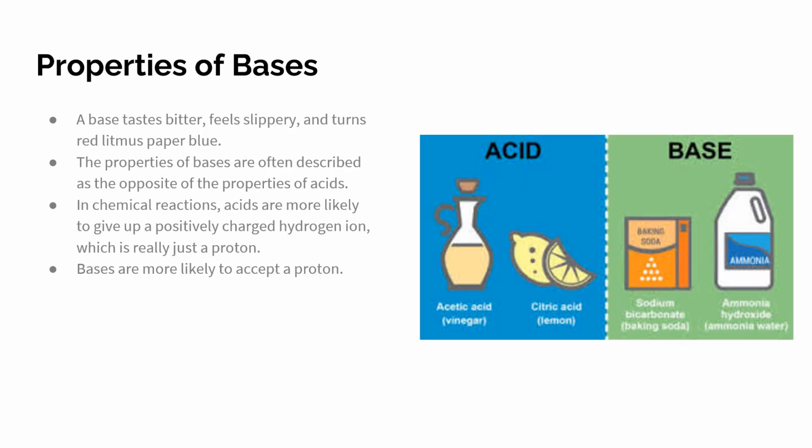Properties of bases. A base tastes bitter, feels slippery, and turns red litmus paper blue. The properties of bases are often described as the opposite of the properties of acids. In chemical reactions, acids are more likely to give up a positively charged hydrogen ion, which is really just a proton. Bases are more likely to accept a proton.